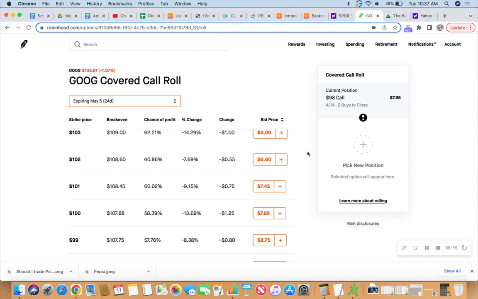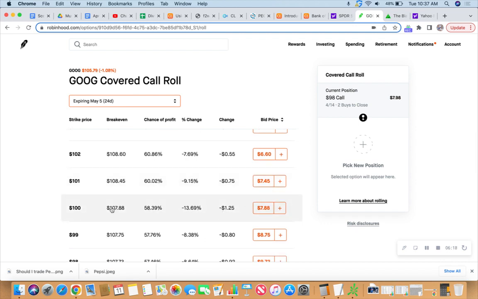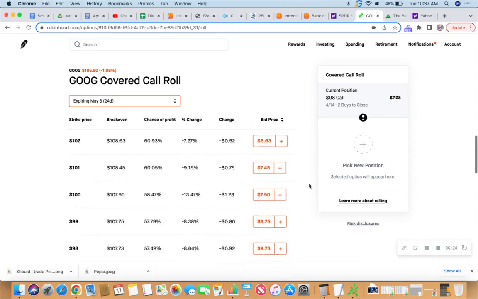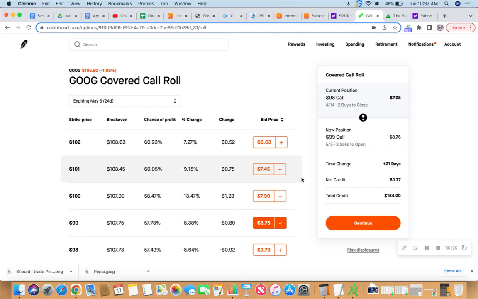I was hoping to get to 100. We could get to 99. If we went to 99, we'd collect 154 today, and then we would add $200 to our net position based on share appreciation. So that'd be $354.